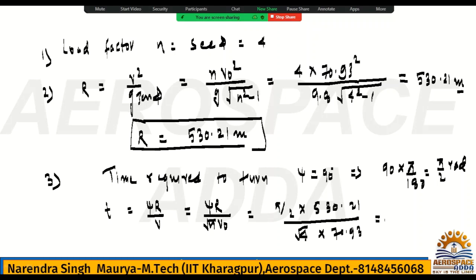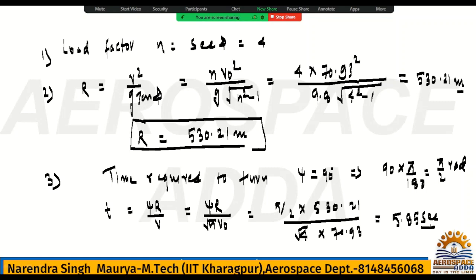We'll solve this. Pi into 530.21 divided by 2 divided by 2 divided by 70.93. I'm getting 5.85 seconds. So this is the answer for the problem.